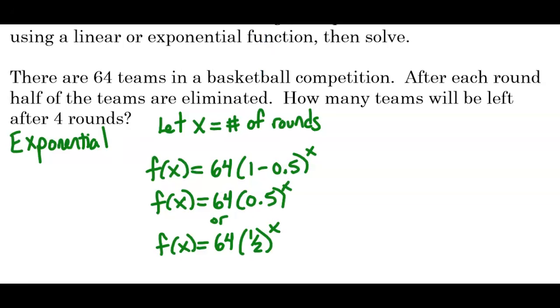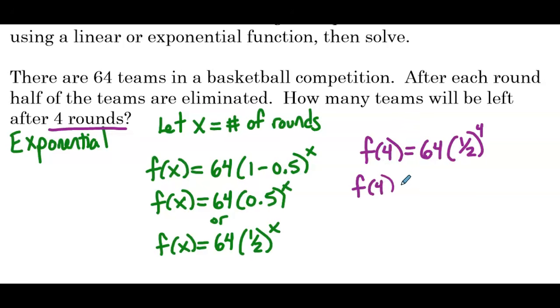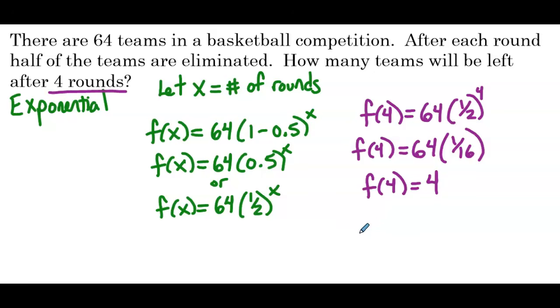But now that we have the function created, we need to figure out how many teams will be left after 4 rounds. I'm going to use the second function, so f of 4 equals 64 times 1/2 to the 4th. And the reason I chose this function to plug into is I think we can do it without a calculator. So 64, 1/2 to the 4th is 1/16. And 64 times 1/16 is equal to 4. So how many teams will be left after 4 rounds? There will be 4 teams left.